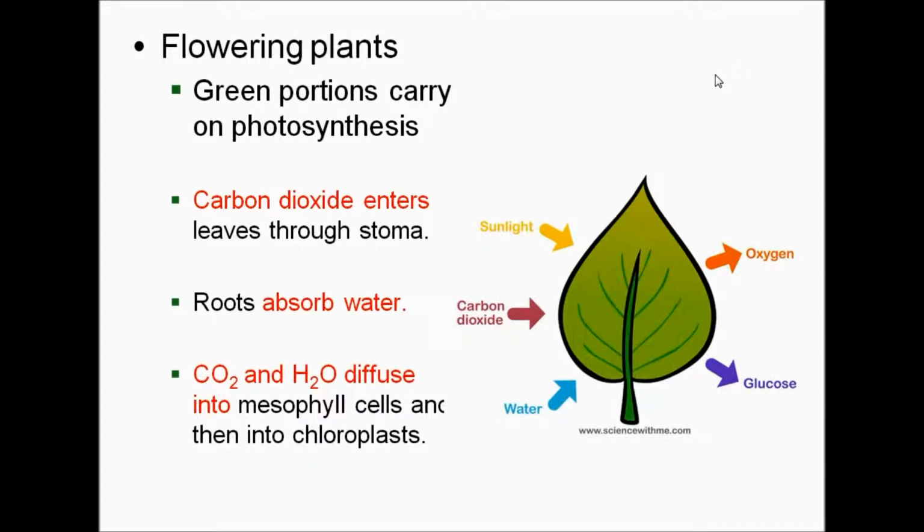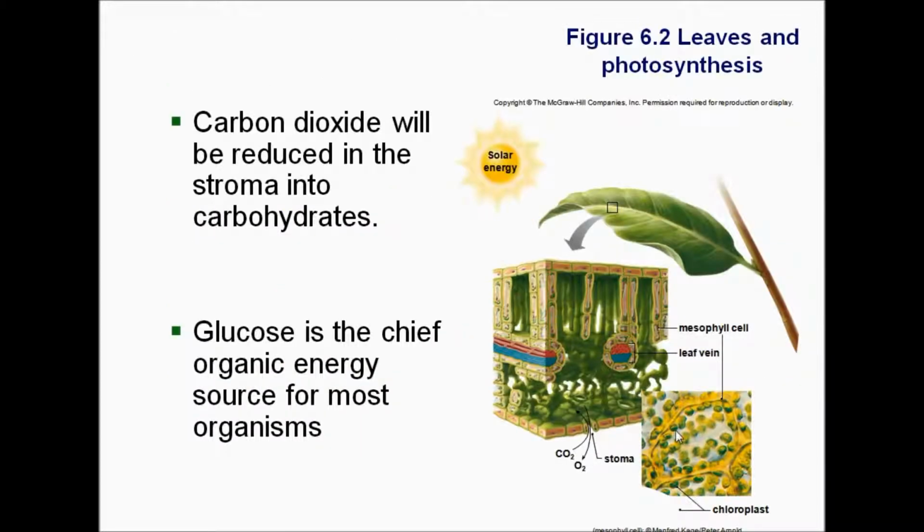So, flowering plants. Here we got the same picture again. We got sunlight coming in. We need carbon dioxide and we need water. And what comes out? Oxygen. That's really just a byproduct. That's not the purpose of photosynthesis. This is the purpose of photosynthesis, glucose. So these go in, this comes out.